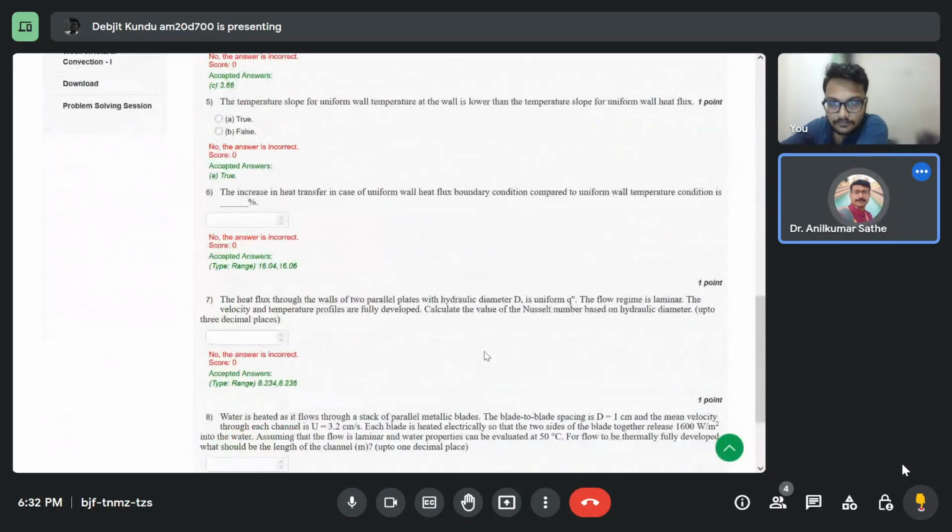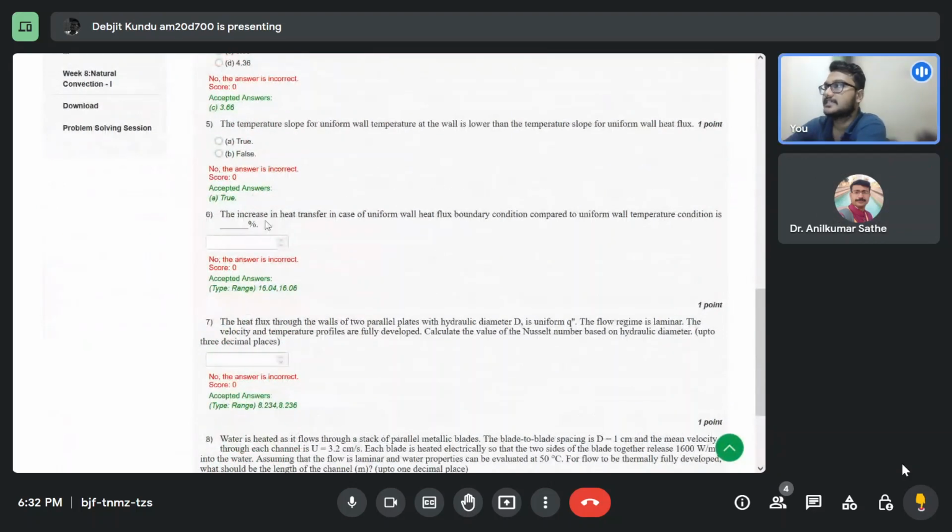Percentage rise something. This question 6. Yes. So the increase in heat transfer in case of uniform wall heat flux boundary condition compared to uniform wall temperature condition is what percentage? Okay. So uniform heat flux.